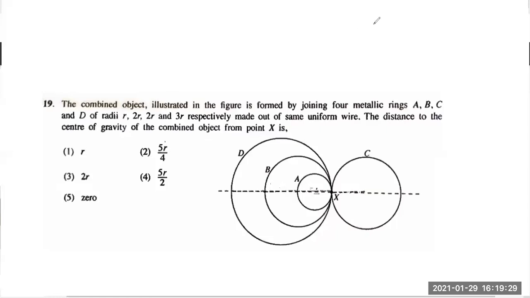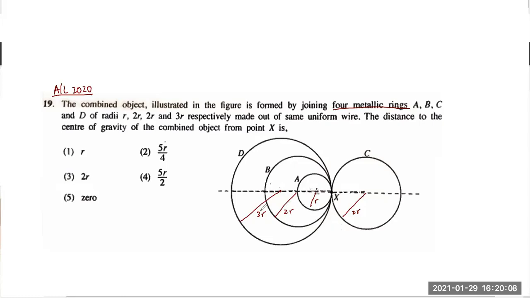So the next question is from the Advanced Level 2020 paper, the latest paper, 19th question. This question deals with moment and center of gravity. So they have given us 4 rings. The combined object illustrated in the figure is formed by joining 4 metallic rings. Careful. 4 rings A, B, C, D of radii R. So this should have the radius of R. And the large one should have the radius of 2R, and this also should have the radius of 2R. And the one bigger one, the center will be somewhere here, and this radius should be 3R.